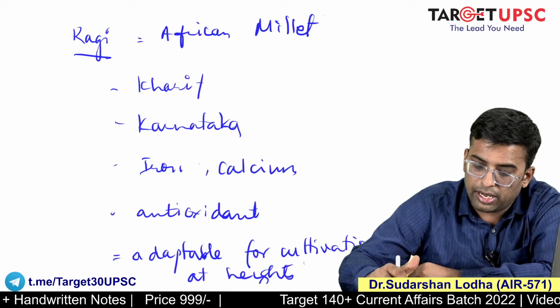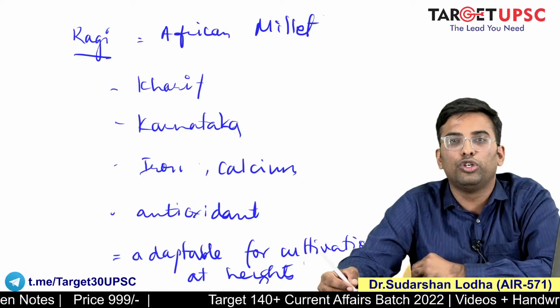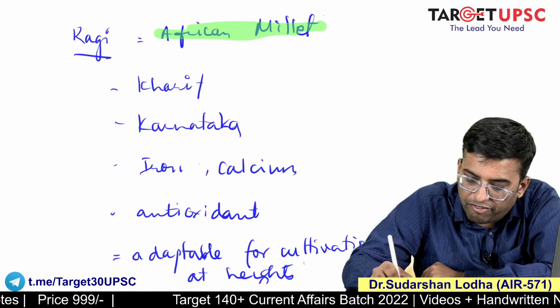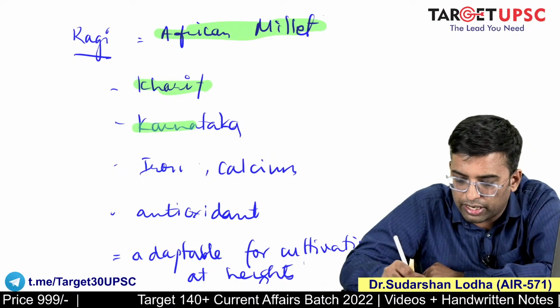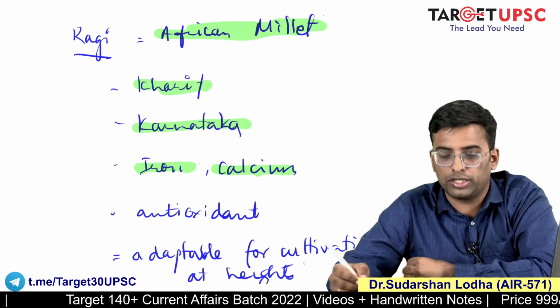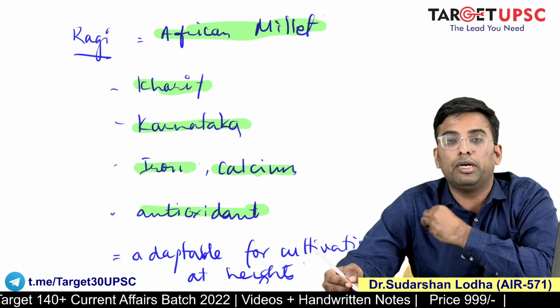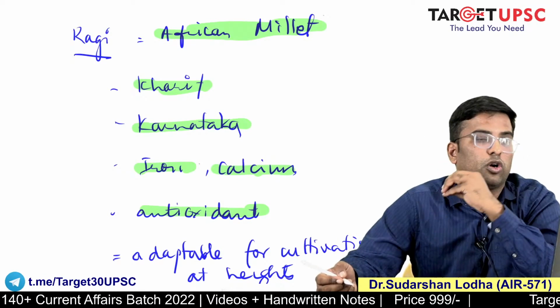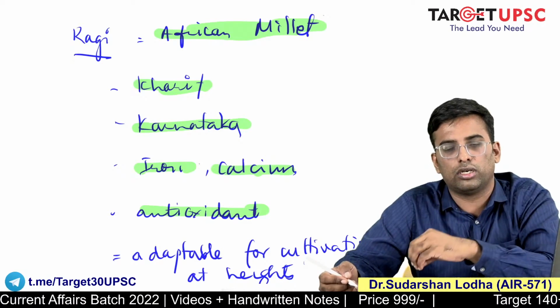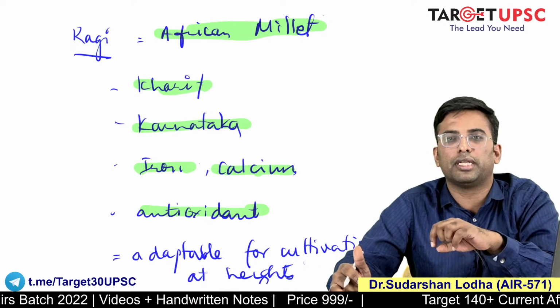Next is ragi. Ragi is an important millet because it has huge nutritional value. It is also known as African millet. Kharif region में है. Karnataka major producer है. Iron and calcium major इसमें components हैं. Antioxidants भी बहुत सारे मिलते हैं. And it is also adaptable to be grown at heights around 2000 feet from the sea level. It can be grown. तो ये एक important चीज पता चाहिए.